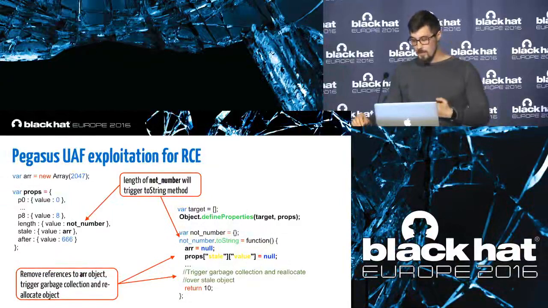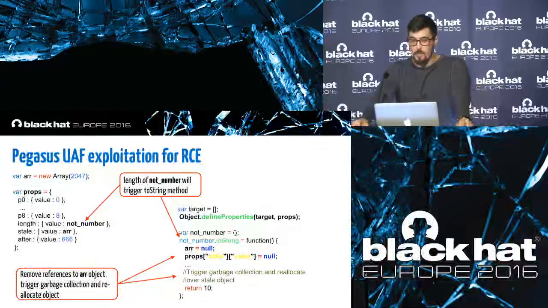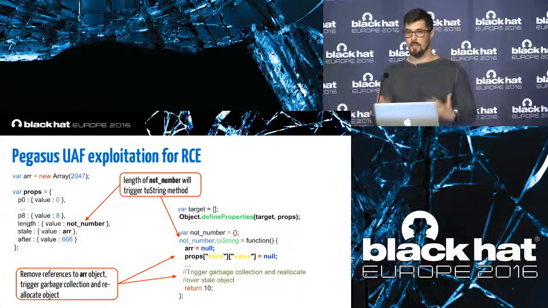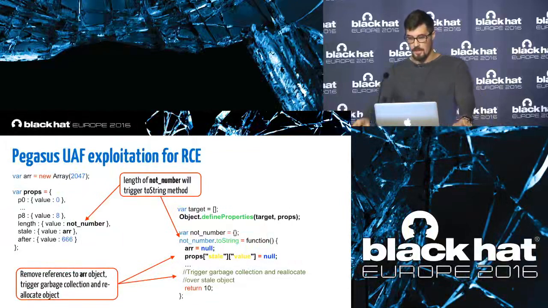And when the defineProperties method walks through the props and tries to convert the NotNumber object to a number, it will call the user-defined toString that we see on the right. What does the toString do? It removes the JavaScript reference to the array object and tries to call the garbage collector by allocating a large amount of memory. This will trigger the garbage collector, which will deallocate the array object from the heap. And the very last thing it does is try to make a new allocation to overlap the new JS array object on the stale one.